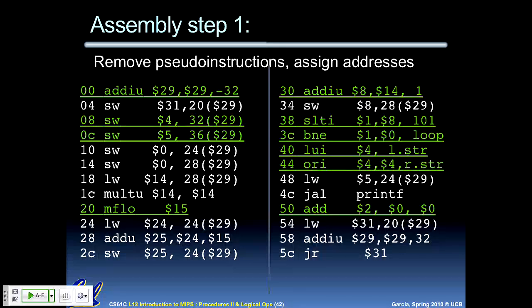Let's go through. Multiply has been expanded. Here's the multiply, with the move from low. That was the add turned into an add immediate. This was the loop that was less than 100. Less than or equal to 100 is actually less than 101. And now this was the load address. Remember, you had to get the pointer to the string. So that turned into two instructions that give the high 16-bit and the low 16-bit of the address.